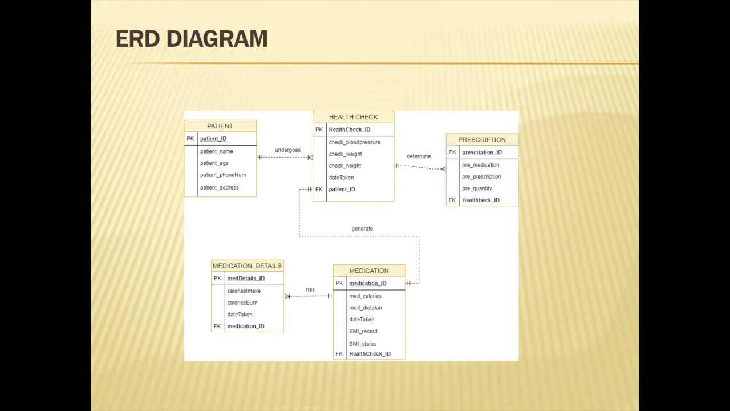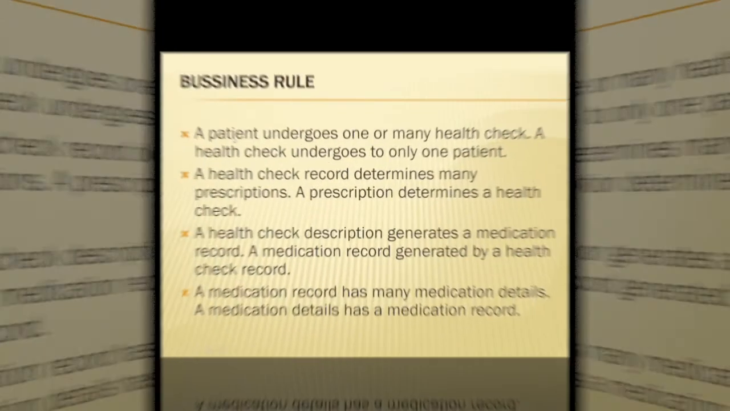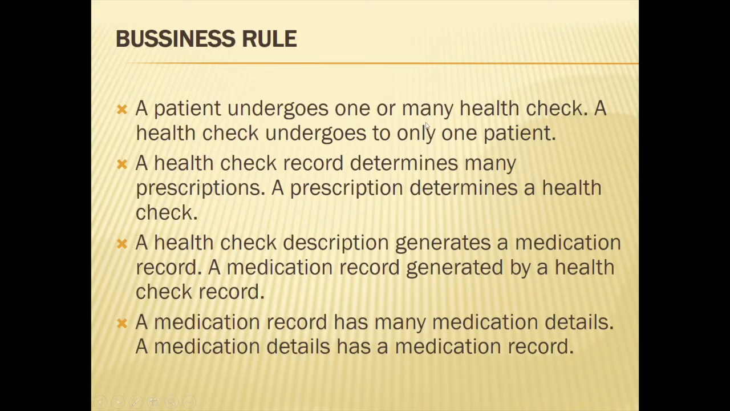Okay, we will move to the next slide, which is business rule. First, a patient undergoes 1 or many health checks. A health check undergoes to 1 only patient. This means a patient can get 1 or many health check records, but a health check record only belongs to 1 patient. Second, a health check record determines many prescriptions. A prescription determines a health check. Third, a health check generates a medication record, and a medication record is generated by a health check record. This means one health check only generates one medication record.